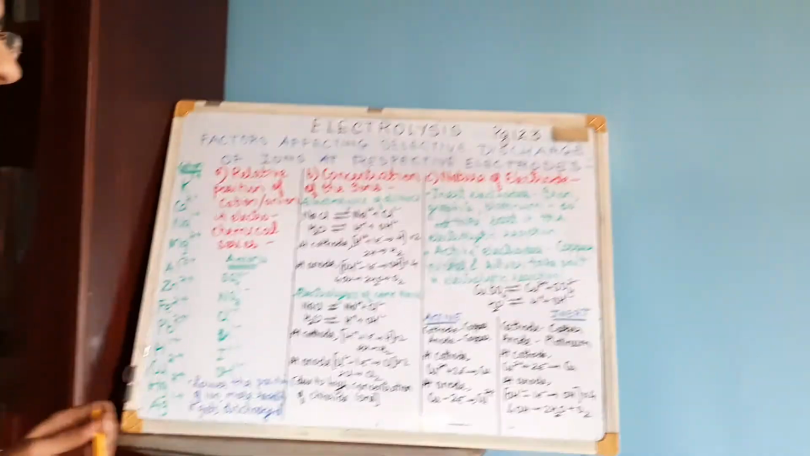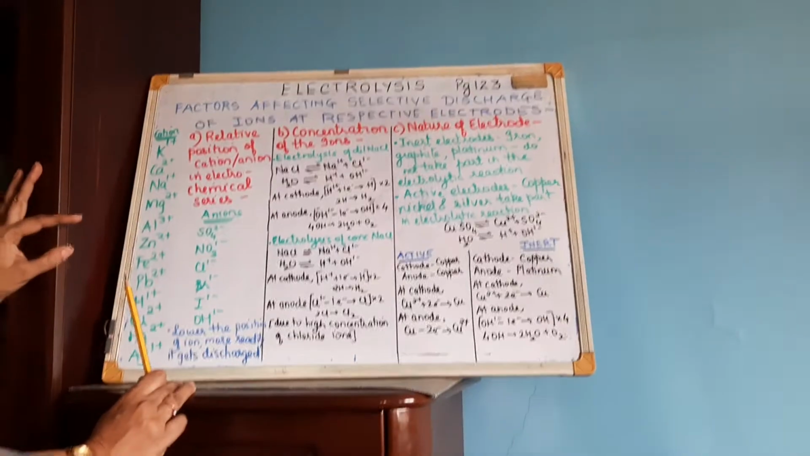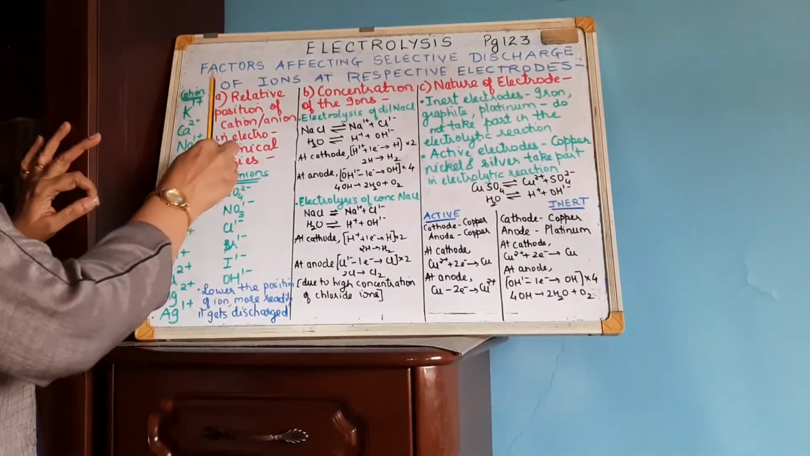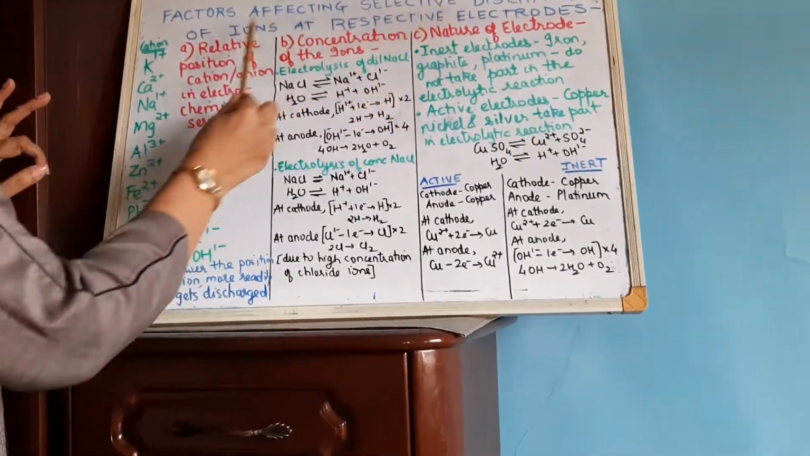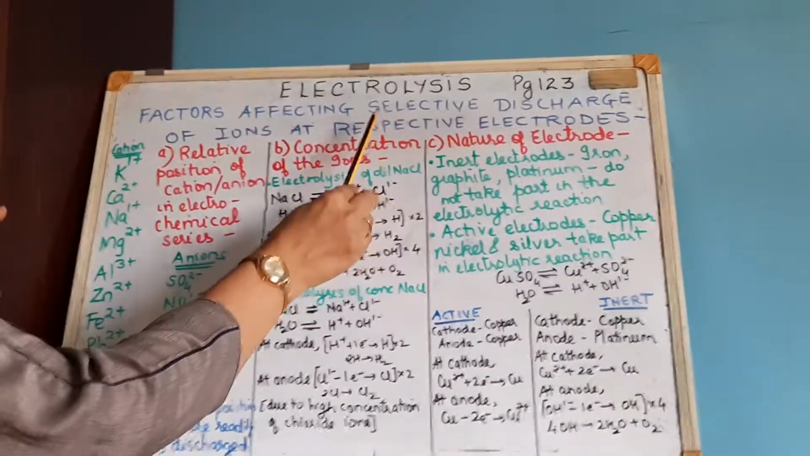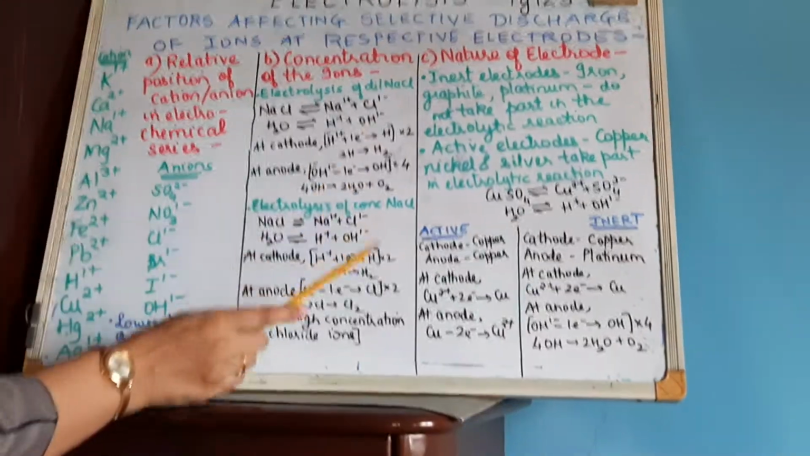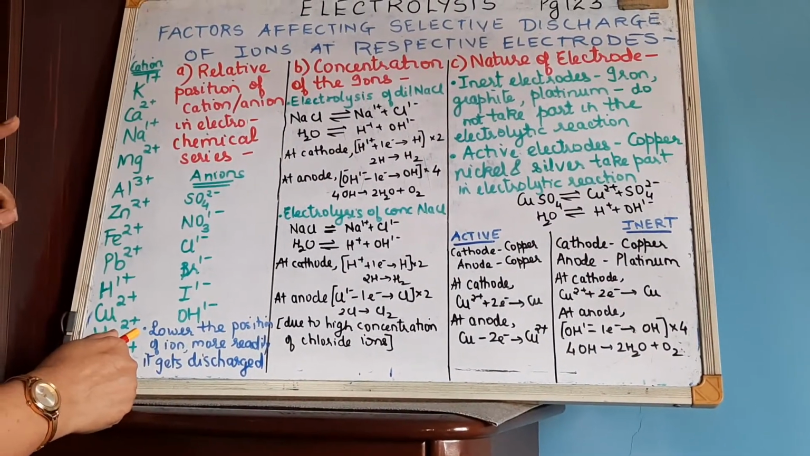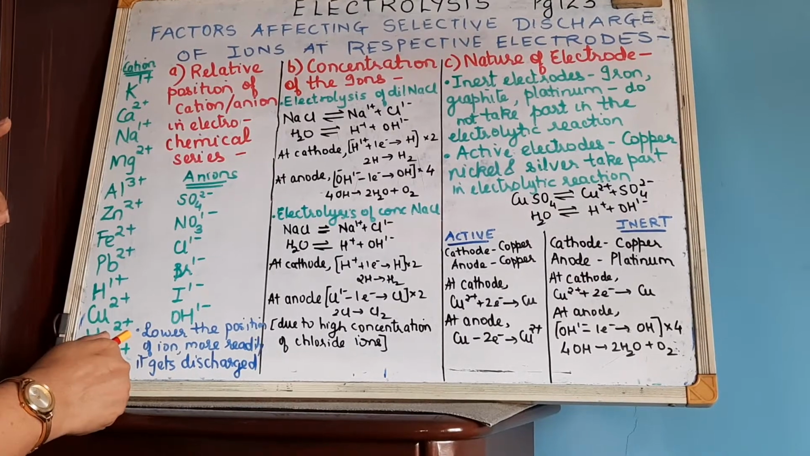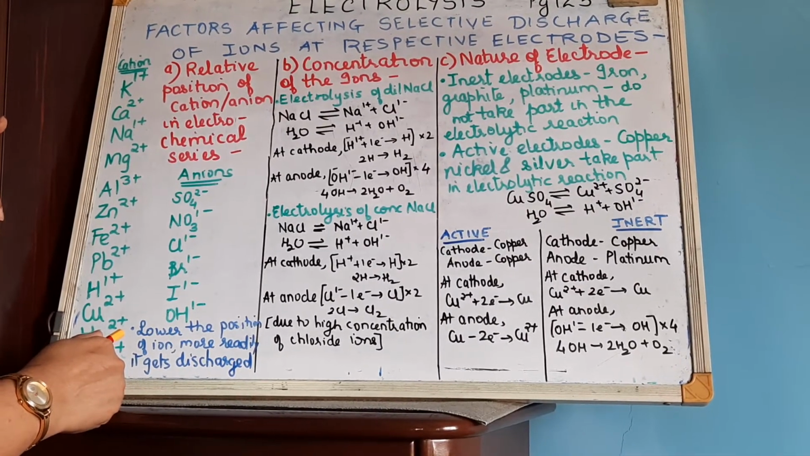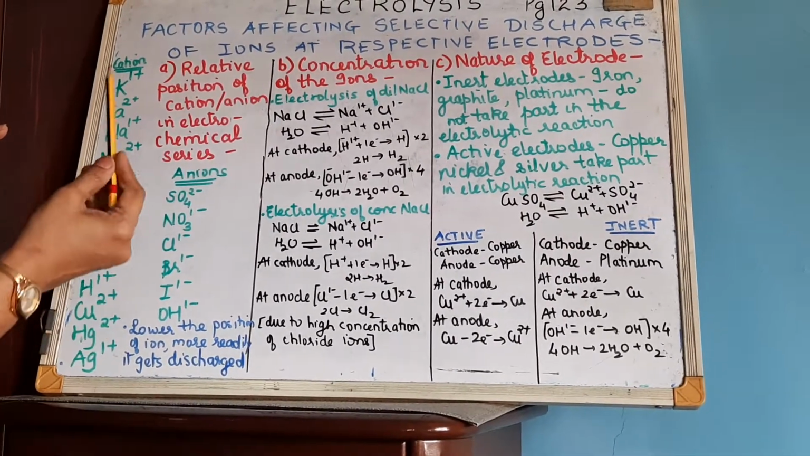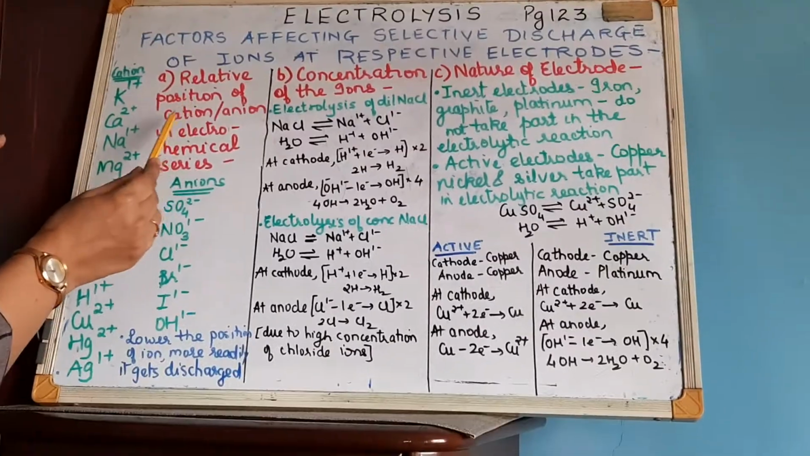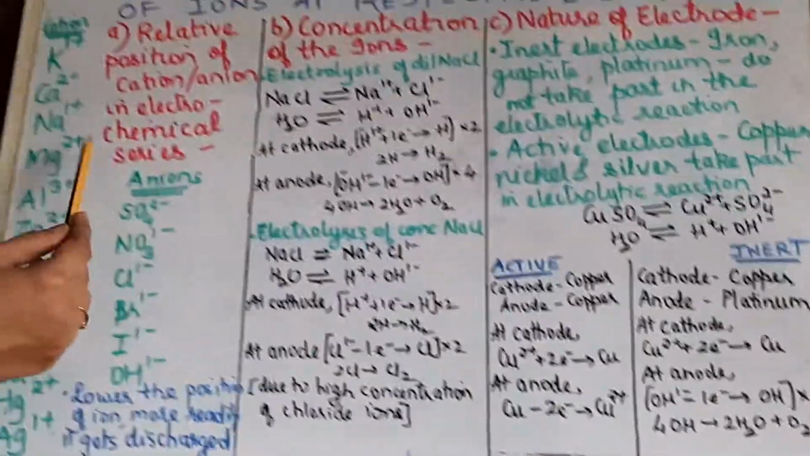Now just have a look at the slide here. Factors affecting the selective discharge of ions at respective electrodes. So you understood what selective discharge means: it is the preferential discharge of the ions at the respective electrodes into the neutral atoms. The first factor is the relative position of the cation or anion in the electrochemical series.